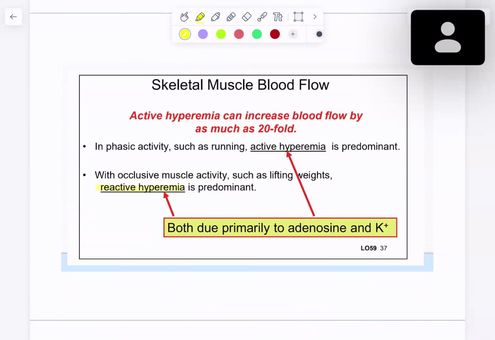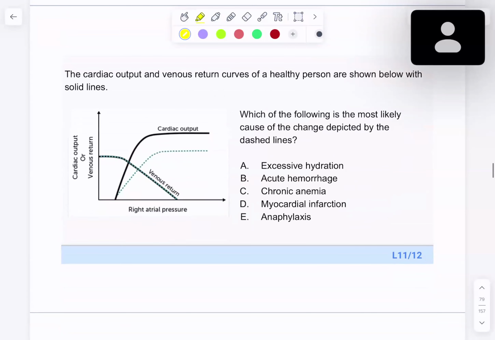Now, what are the metabolites involved? This is a purely recall question. They are adenosine and potassium. Does this make sense to you guys? If it makes sense, let's move on.